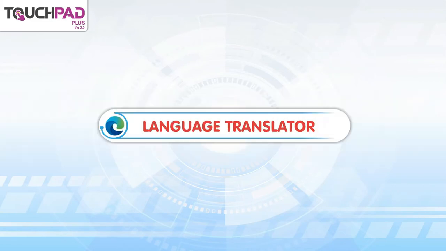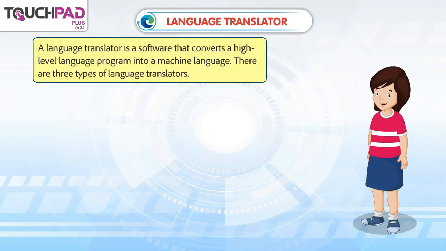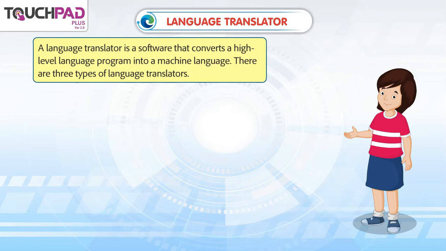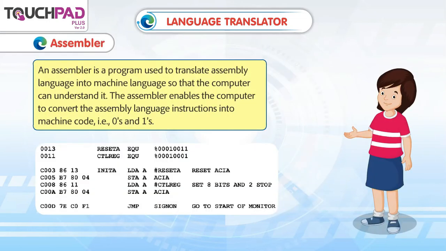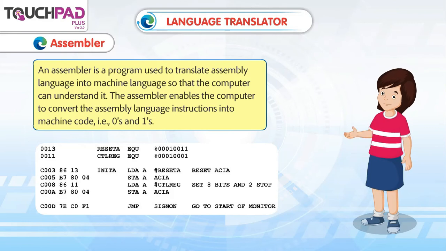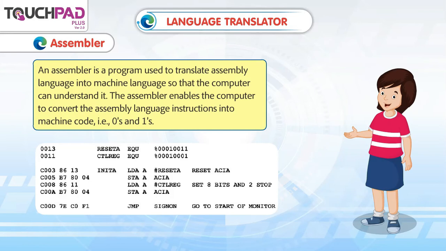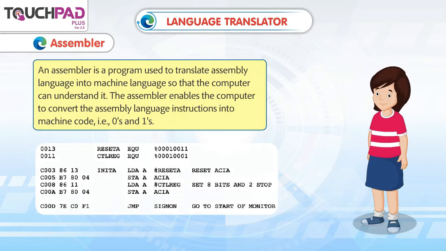Language translator. A language translator is a software that converts a high-level language program into a machine language. There are three types of language translators. Assembler. An assembler is a program used to translate assembly language into machine language so that the computer can understand it. The assembler enables the computer to convert the assembly language instructions into machine code, that is, zeros and ones.